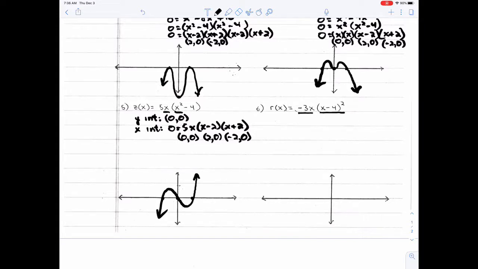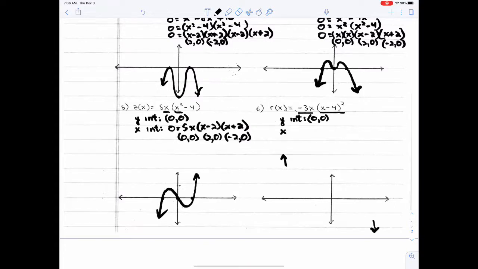Okay, so the leading coefficient's negative, so the right goes down. The degree is odd because it's cubed. So that's going to go in the opposite direction. Okay, there's nothing to factor here. For your y-intercepts, you plug in 0 for x. You can actually plug it in if you want to, but it should be pretty obvious. If you plug in 0 for x, you're going to get 0.